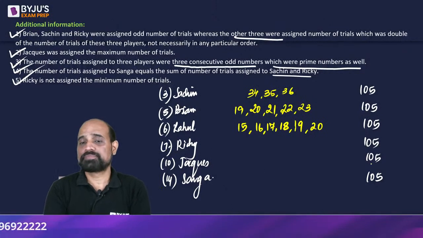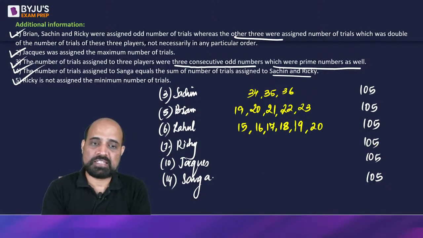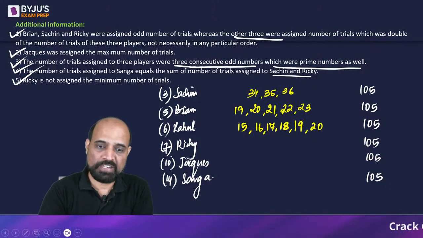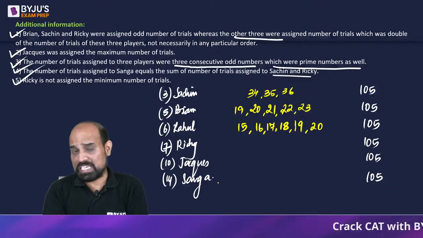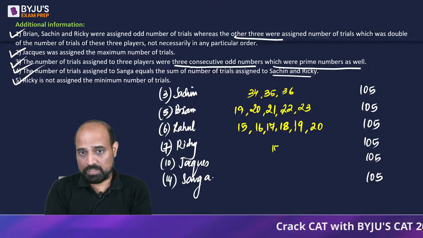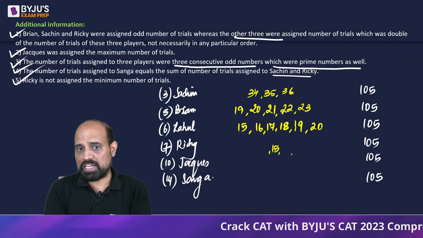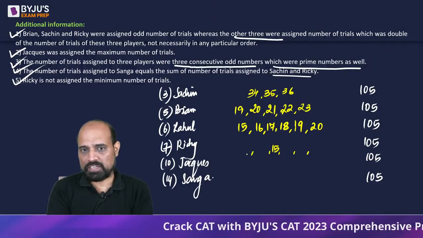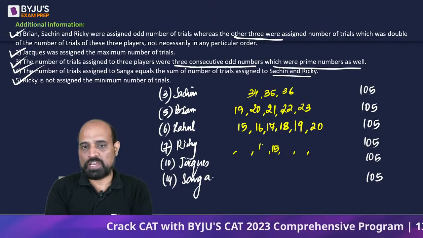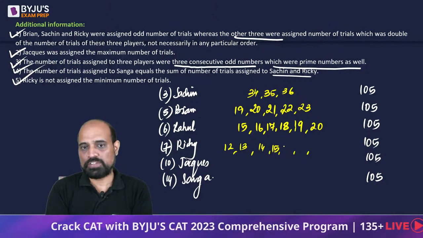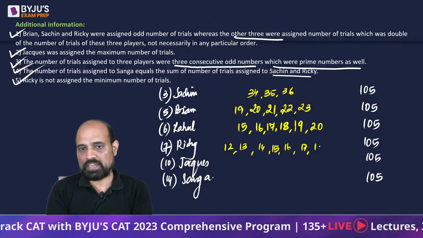Ricky पे चलते हैं. Ricky has to make the sum as 105 using 7 numbers. So 105 by 7 is 15. So 7 में से एक नंबर लिख लिया, 3 नंबर इसके आगे, 3 नंबर इसके पीछे. So we will have 14, 13 and 12, and then we will have 16, 17 and 18.